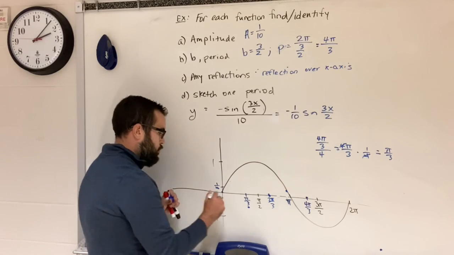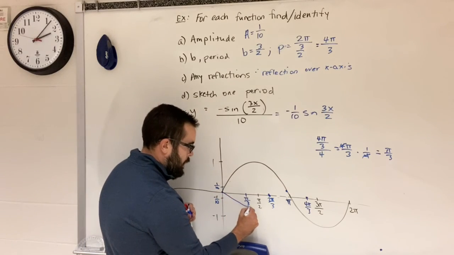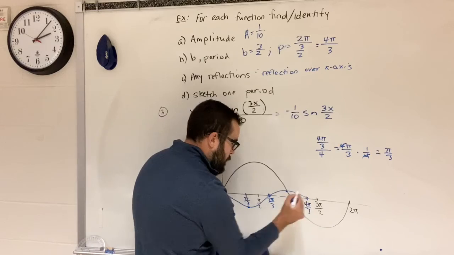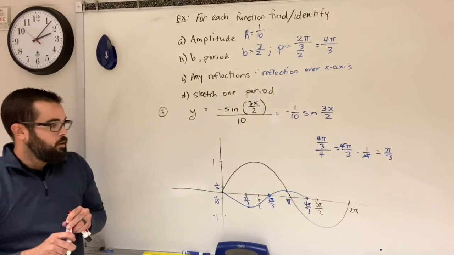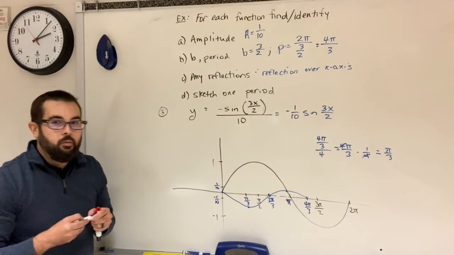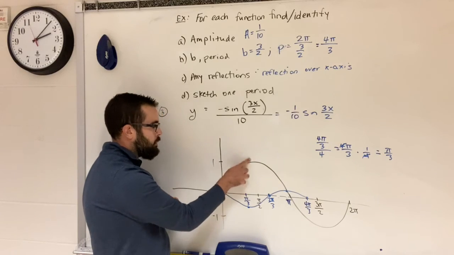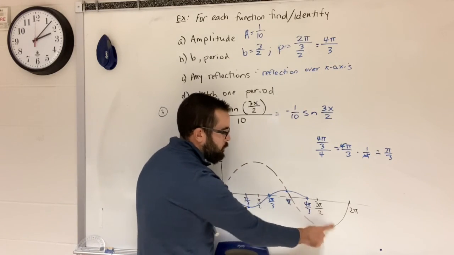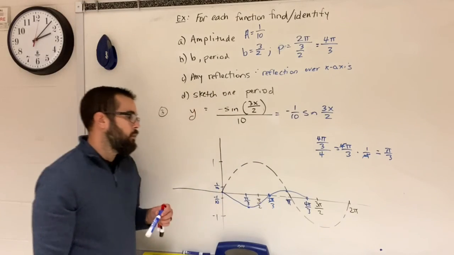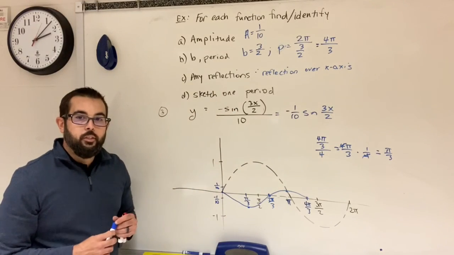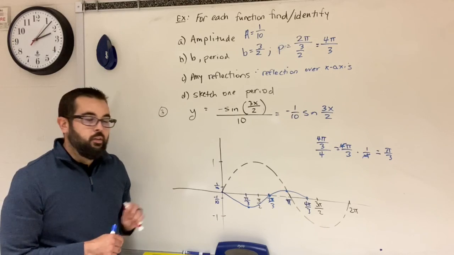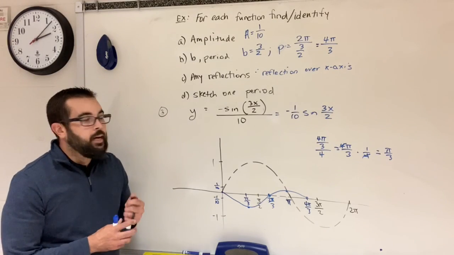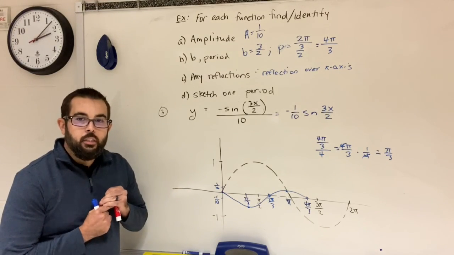So now if I sketch my graph, that's what it would look like. And I should have had this as a dotted line so we don't get confused with what's my real graph and what's the parent. But there's your graph. So this assignment's going to have you practice just that. Let me know if you have any questions, and have a good day.